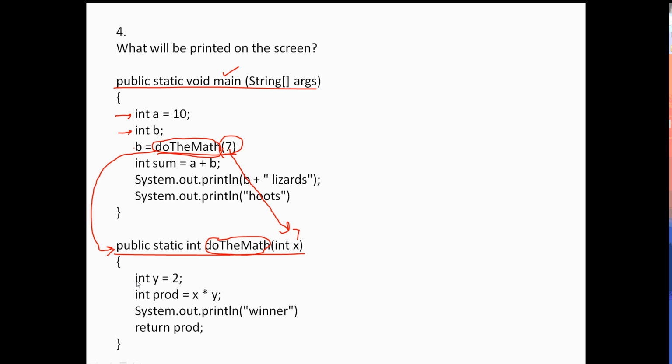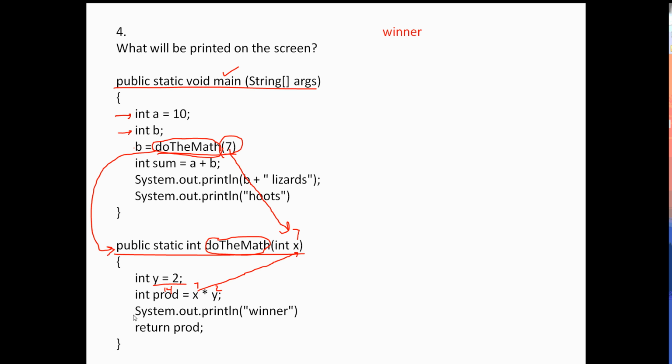So the next line down says Y is assigned 2, and then we have the product is X. Well, what is X is called? X is a parameter variable. It's got a value of 7, so it's called, and 7, and then Y is called. And so the product of those is 14. So prod is assigned 14. The next line down is a print statement. It says just print winner, and so that's what we do.